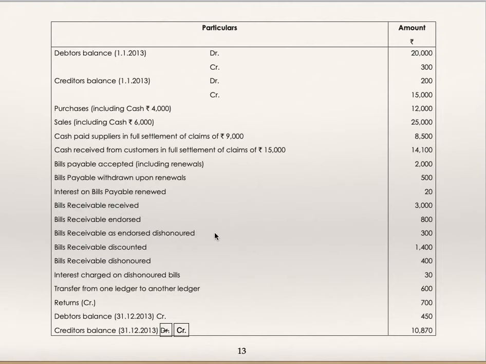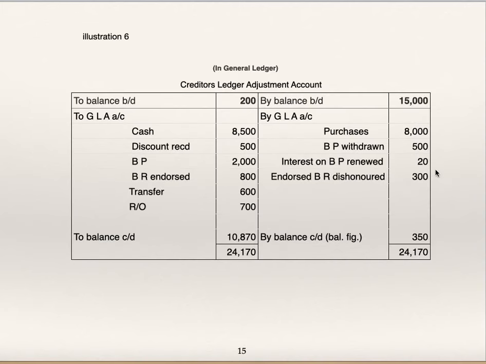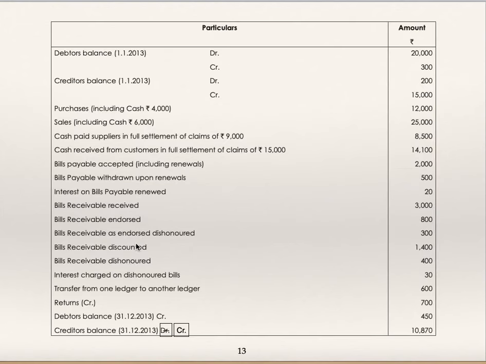Bills receivable endorsed dishonored 300. Out of these endorsed bills, 300 worth bill dishonored. Now you will find it in both debtors account as well as in creditors account. See here, endorsed bill dishonored, debtors account debit and creditors account credit. Endorsed bills dishonored 300. Bills receivable discounted, not to be entered in self-balancing ledger.